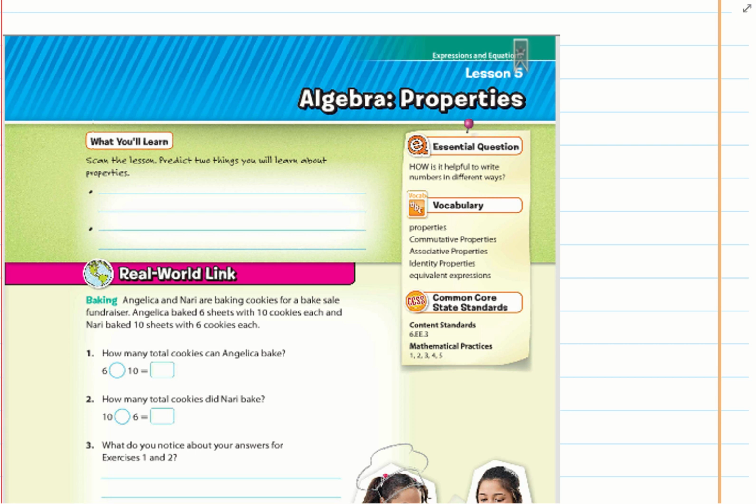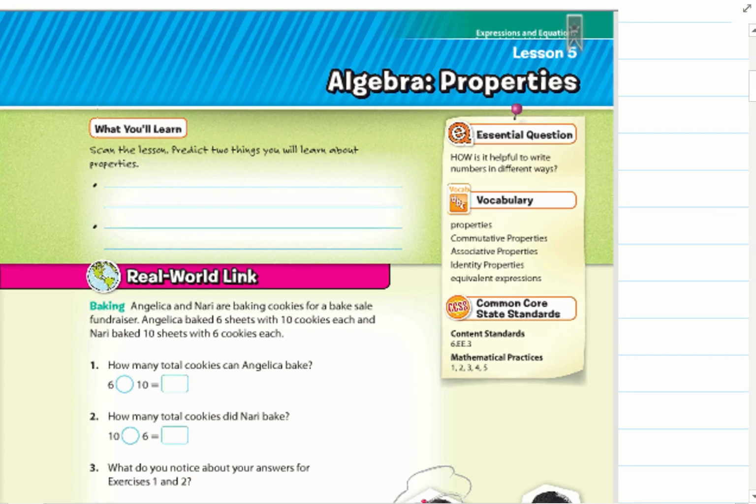Hello, welcome to Chapter 6, Lesson 5. So we're going to predict two things we're going to learn about the lesson. We're doing Algebra Properties, page 473.